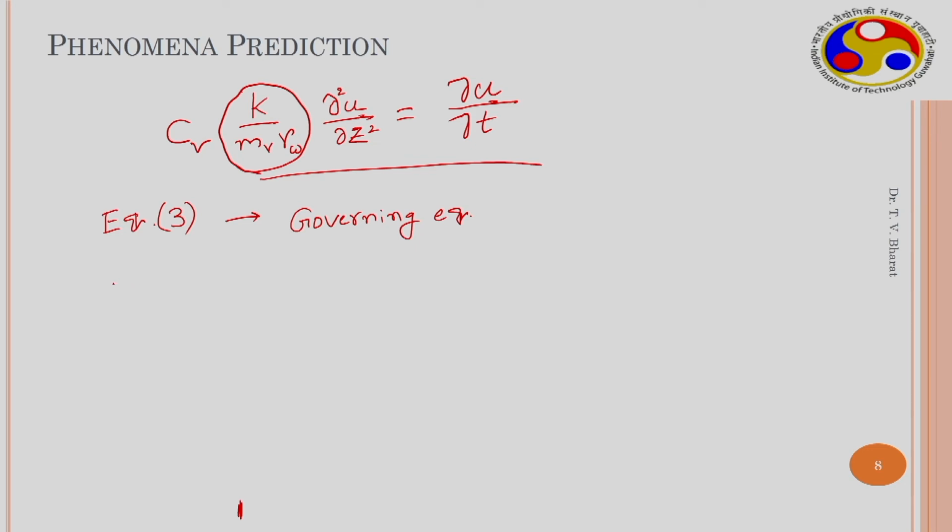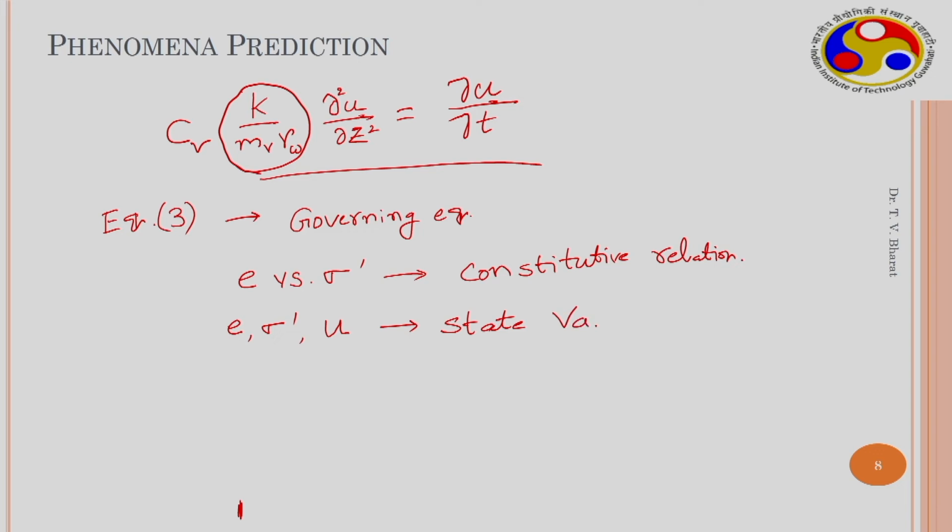We utilized the e versus sigma dash relationship, which is a constitutive relationship. The state variables here are void ratio and sigma dash, and excess pore water pressure is also a state variable. So these are the state variables. The material constants are a_v, the coefficient of compressibility, the coefficient of volume compressibility, which is nothing but 1 over the bulk modulus, and c_v. These are material constants.